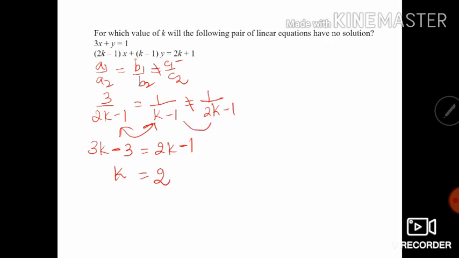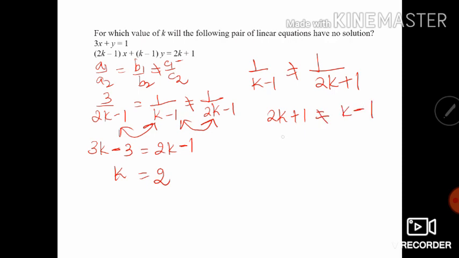Now compare the second and the third. So 1 over k minus 1 is not equal to 1 over 2k plus 1. So 2k plus 1 is not equal to k minus 1, or k is not equal to minus 2. So for these values, k equal to 2 and not equal to minus 2, this equation will have no solution.